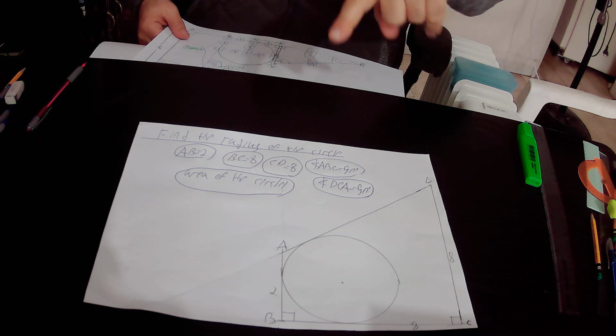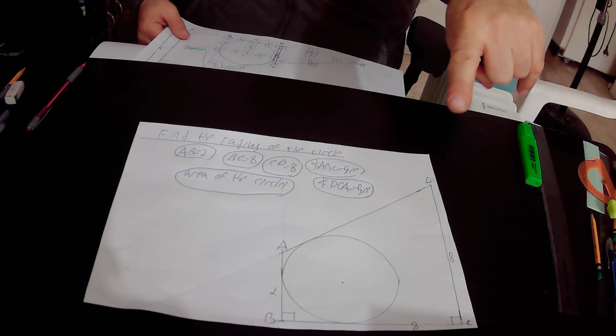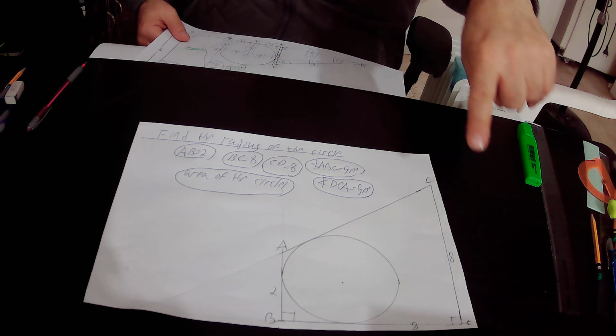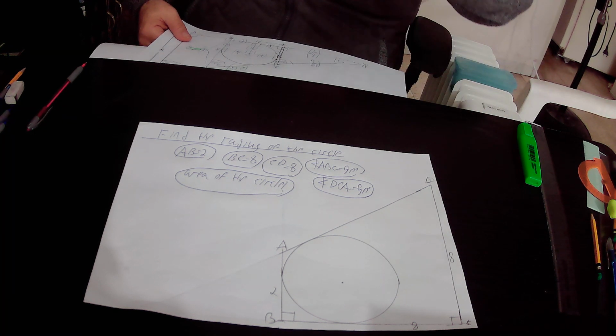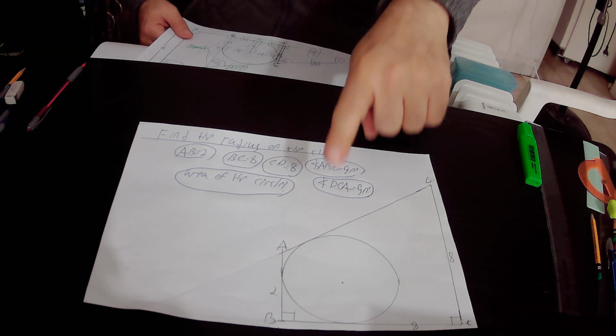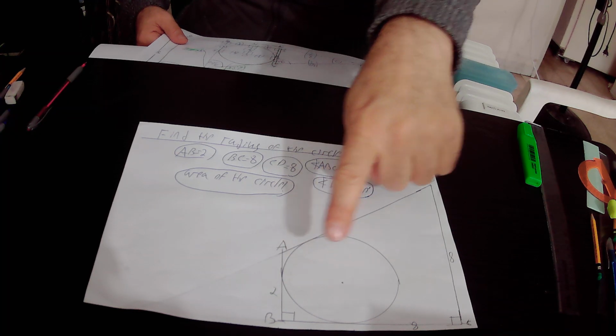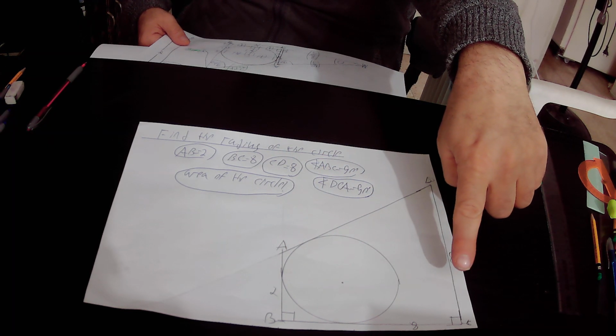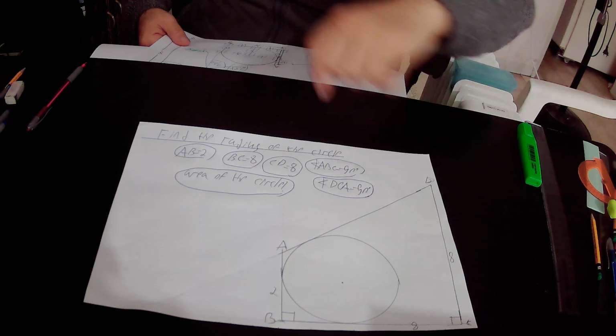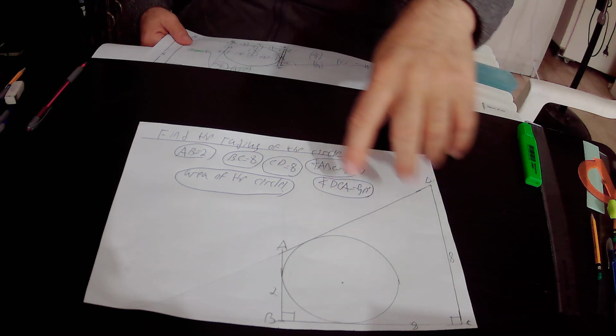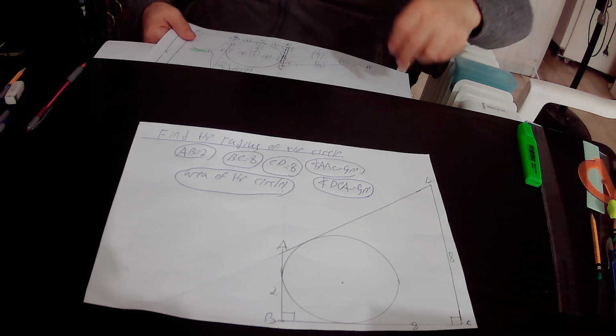In addition, we know that side AB equals 2 units in length, side BC equals 8 units in length, and side DC also equals 8 units in length. Angle ABC is equal to 90 degrees. This is angle DCB, that is also a right angle. Again, our mission is to find the area of this circle.